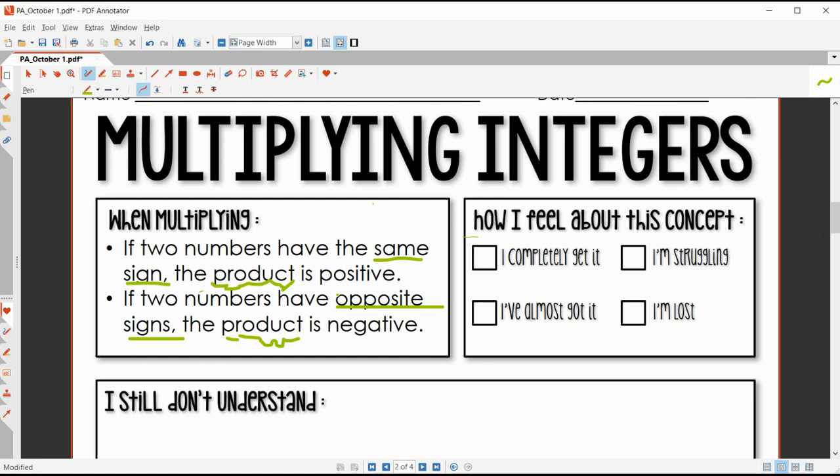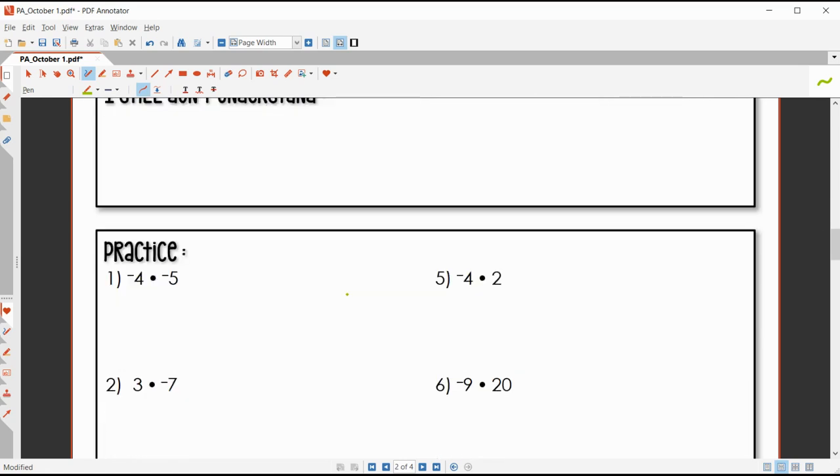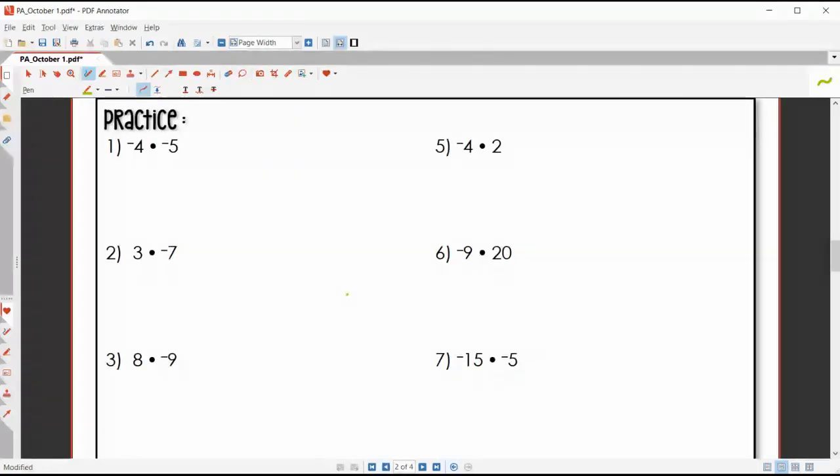Let's see how that works. Here we have a -4 and a -5. They have the same sign. So if they have the same sign, they will equal 20, and it will be positive. Let me see if I can do a better job with writing this. Make it look a little neater for you. Get my pen. Okay, equals 20.